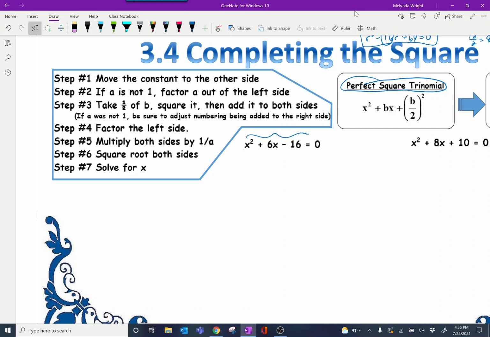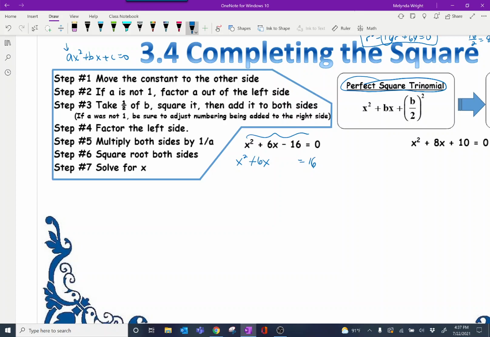The first step is to move the constant to the other side. So x squared plus 6x, and then we're going to move the negative 16 to the other side, so it'll be positive 16. We just did step 1. All right, step 2: recall ax squared plus bx plus c equals 0. Remember, a is the number in front of x squared. If a is not 1, we would have to do step 2, factor it out to the left side. But in this case, a is 1, so we don't need to deal with that.